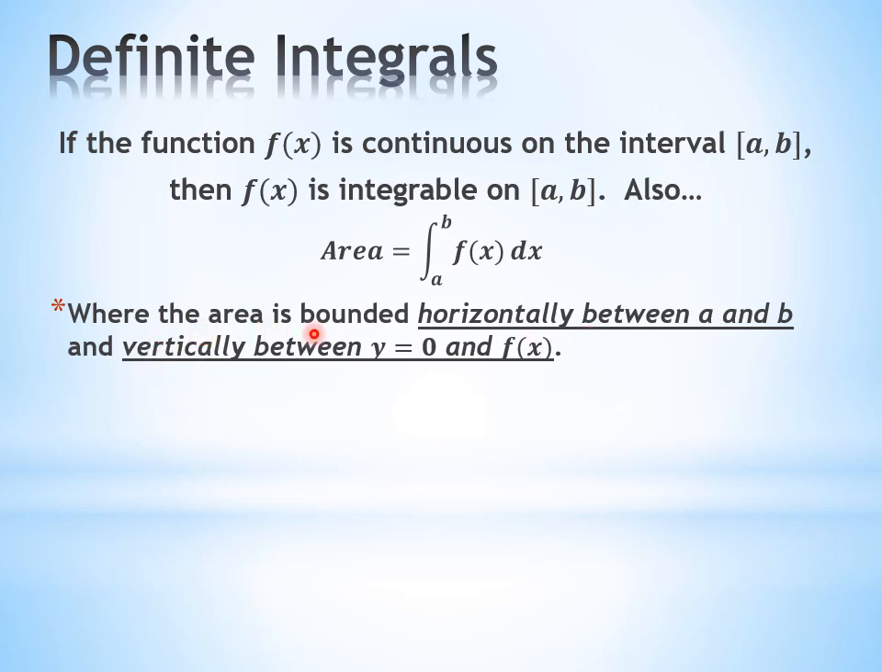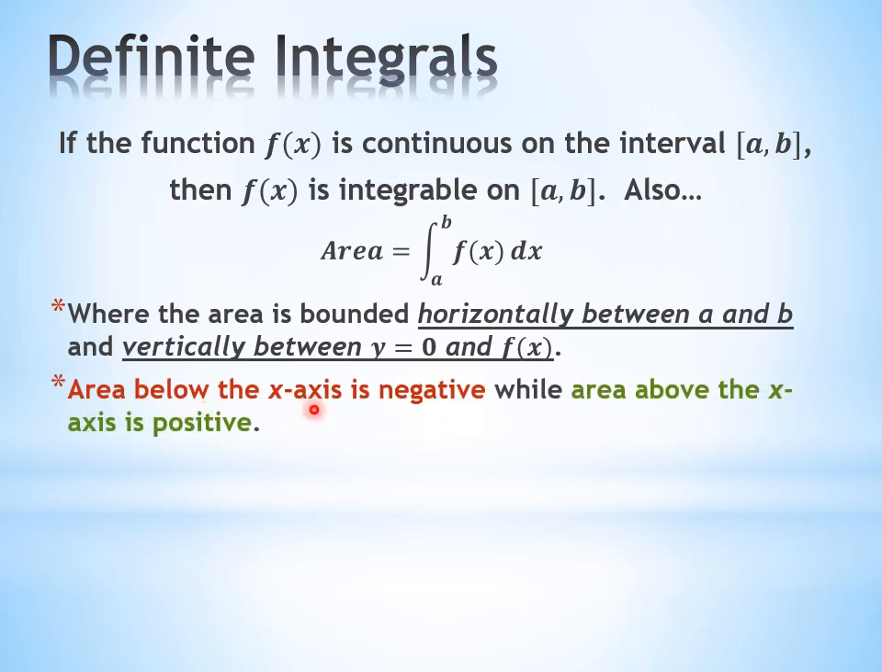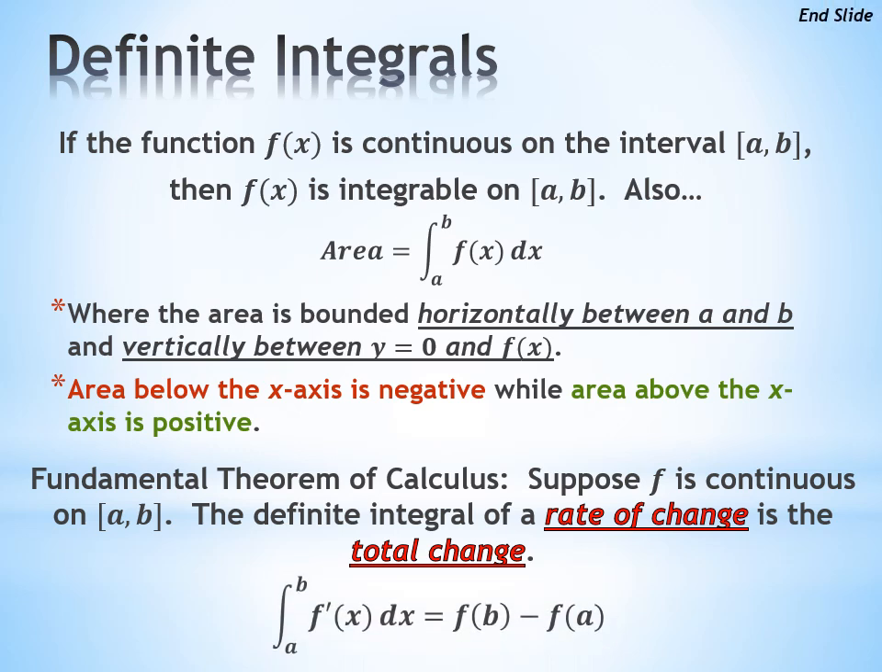So the area is bounded between a and b, like we've done before in the previous examples at the beginning of this PowerPoint. And then the area below the x-axis is negative, area above the x-axis is going to be positive. And then the fundamental theorem of calculus, and this kind of gets back to the fact that the integral is the antiderivative, because if I take the rate of change, which is the derivative, and then I take the integral, then what I get is the total change.